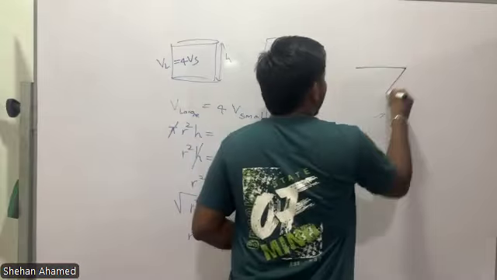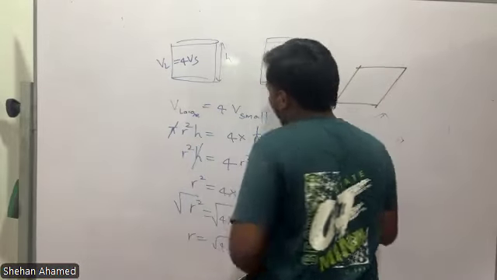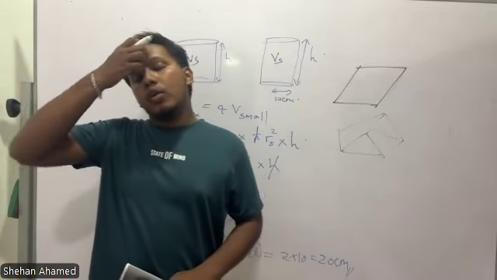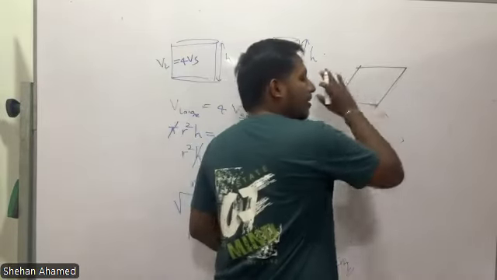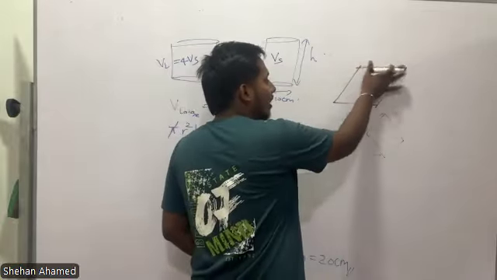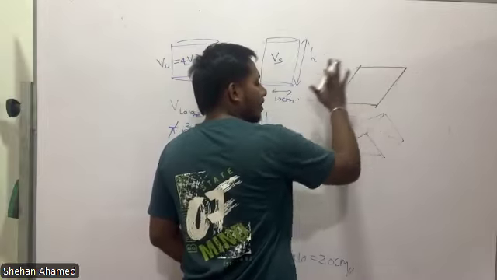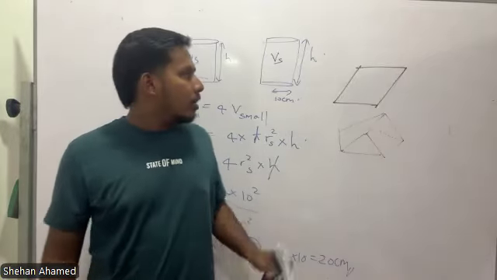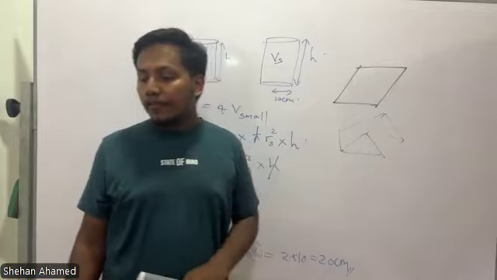If it's tilted like this, you can never create a prism. You can never create a prism if the shape is tilted. It's tilted like this. So you can't draw a prism out of that.